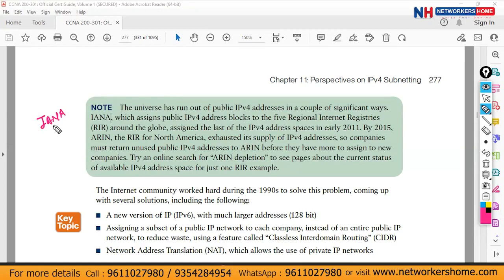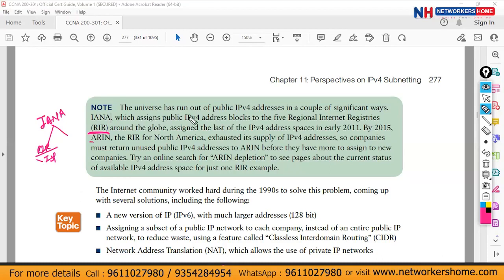Now IANA provides these addresses to regional internet authorities. There are a total of five regional internet authorities in the world, like in Asia, there is one. Then these regional internet authorities assign the addresses to the ISPs. So they assign to the ISPs and we customers buy from the ISPs. When we take the connection, we are actually buying a public IP to use the internet.